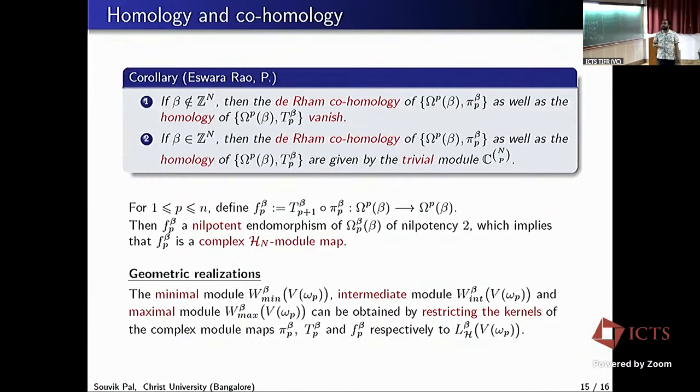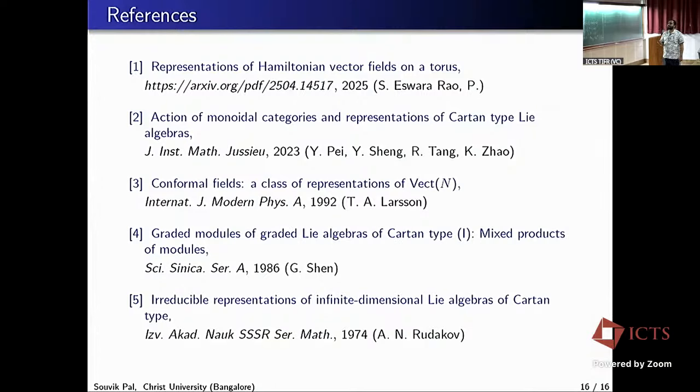So now let me get down to the references. Whatever results I told are from this paper. Then this is the paper where they asked this question. And this is the initial paper of Larson, where he considered these modules over Laurent polynomial algebras, these Witt type algebras. And this is the paper of Shen, where he considered this mixed product technique. And this is the very first paper in this area by Rudakov. So I think I will stop here. Thank you for your attention.